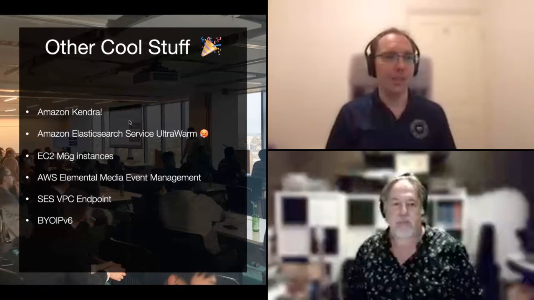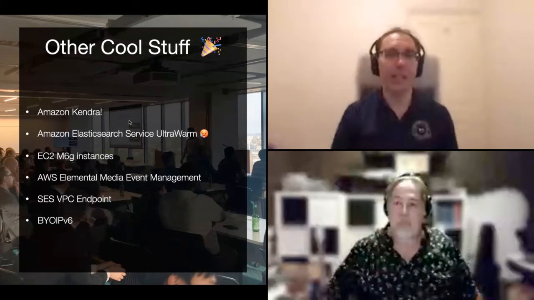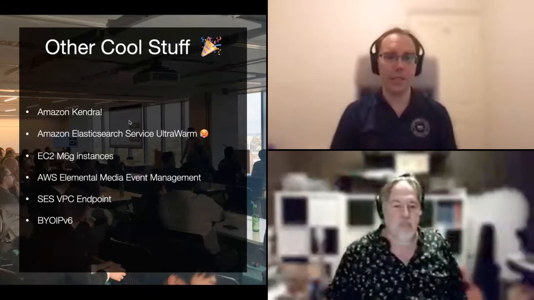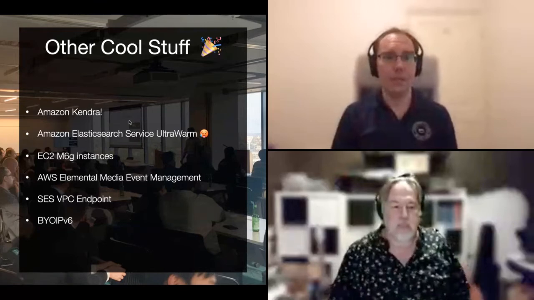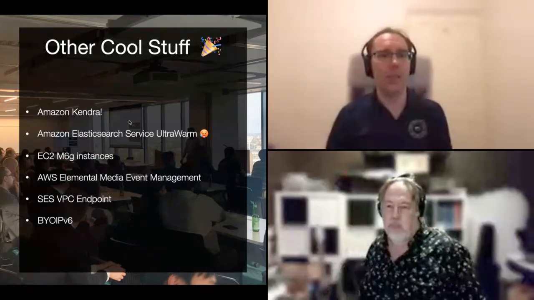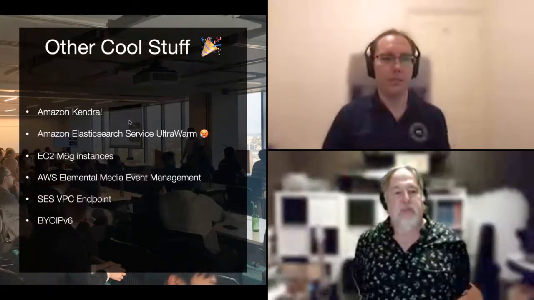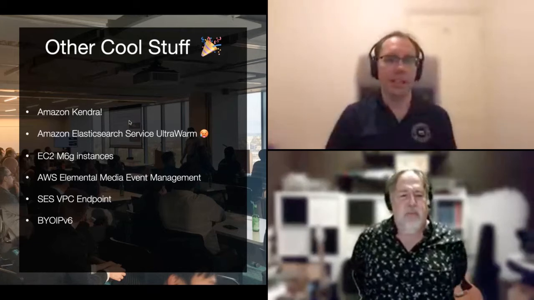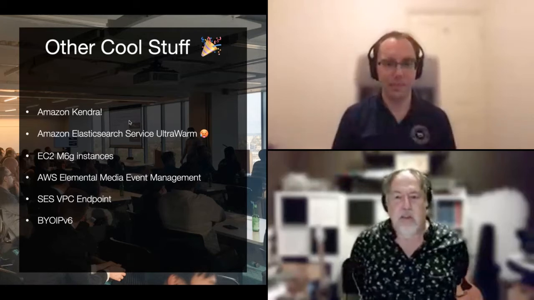UltraWarm, another one of those services with a great name. This is basically an additional hot layer of caching for your Elasticsearch cluster. Potentially really nice. Personally, I'm more interested, though, in the new instance type. Oh, yeah. But they're not available in Sydney yet, are they? No, unfortunately not. Yeah, I saw them, but thought, oh, that's a bit of a shame.